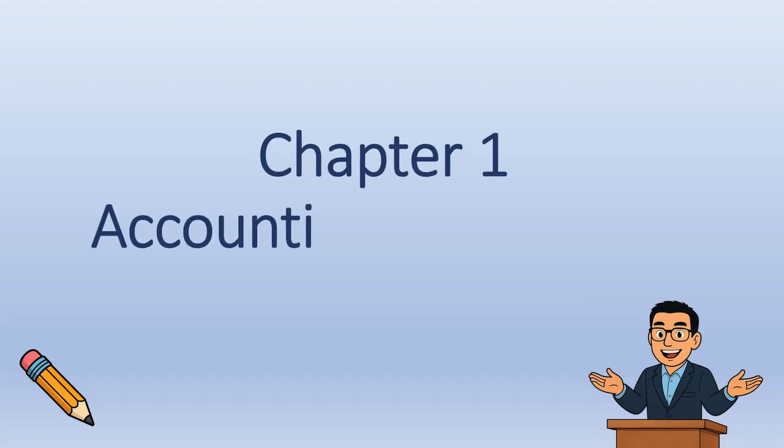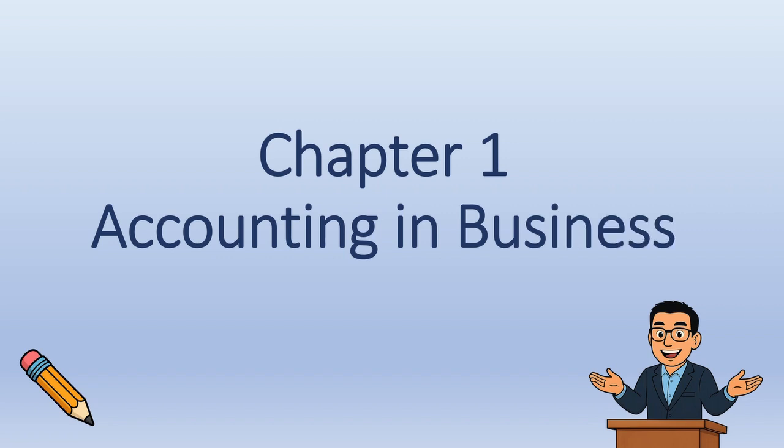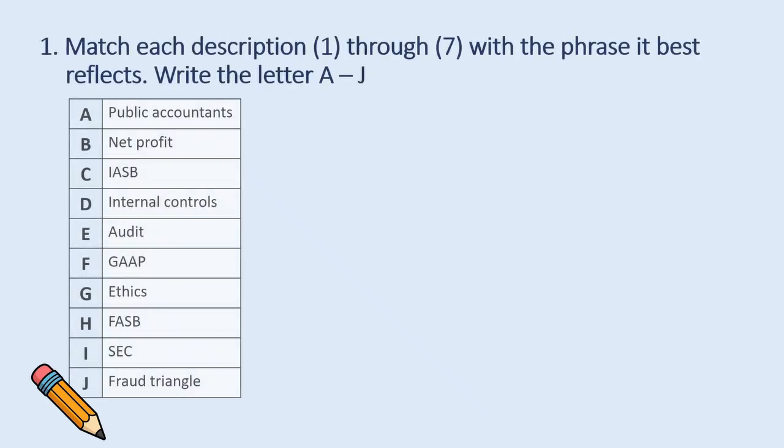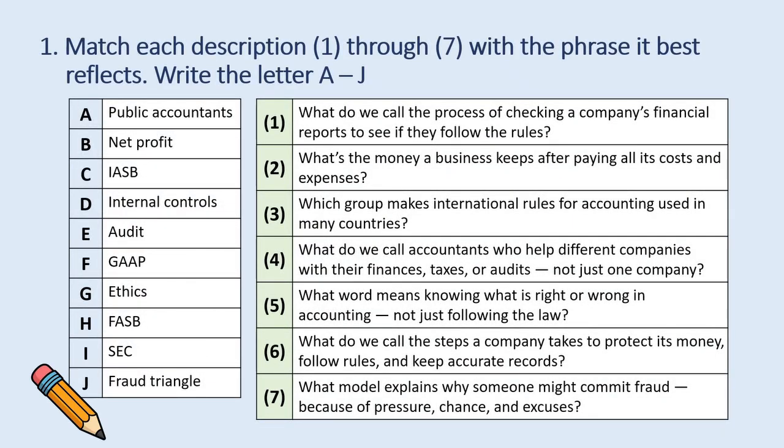Chapter 1: Accounting in Business. You'll see a numbered statement and a list of terms from A to J. Try to choose the correct letter that best matches the description. Pause the video when needed, and check your answer after.